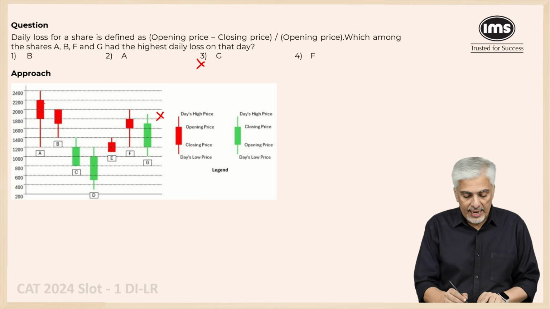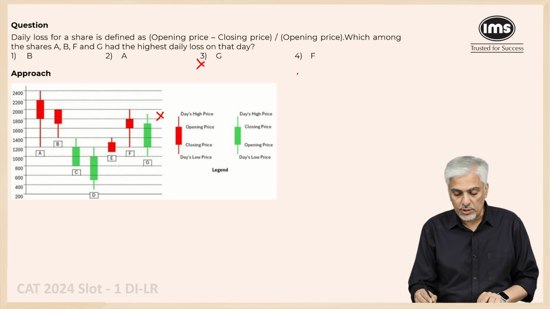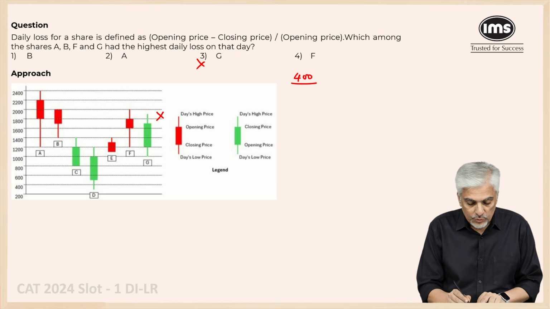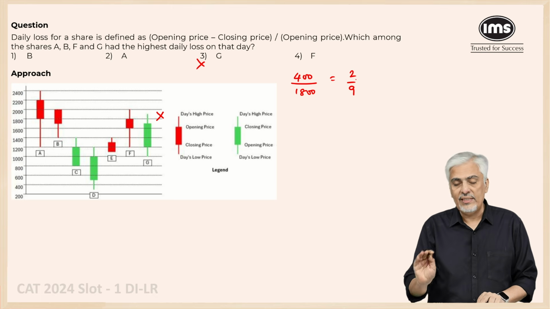Now A, what is the loss? 2200 minus 1800, which is 400. Opening price minus closing price 400. Divide by the opening price, that is this value 1800. If you solve it, it is 2 by 9. Leave it as it is.